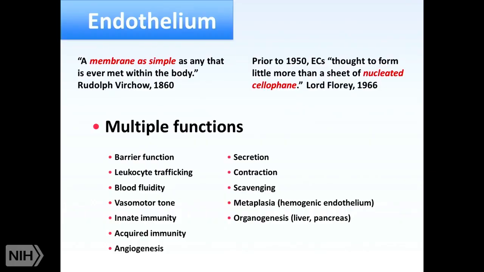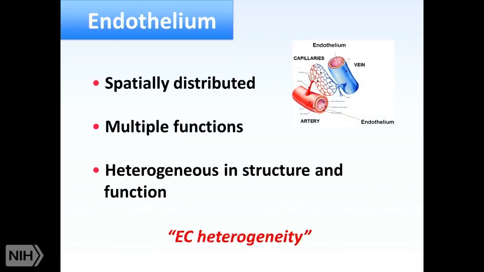Endothelial cells secrete. They contract, they swell, they buckle. Some of them scavenge, others undergo transdifferentiation, and yet others are critical for organogenesis during development. Endothelial cell phenotypes are not uniform, but rather vary in structure and function in space and time, as well as in health and disease. And this gives rise to the phenomenon that we term in the vascular biology community endothelial cell heterogeneity.